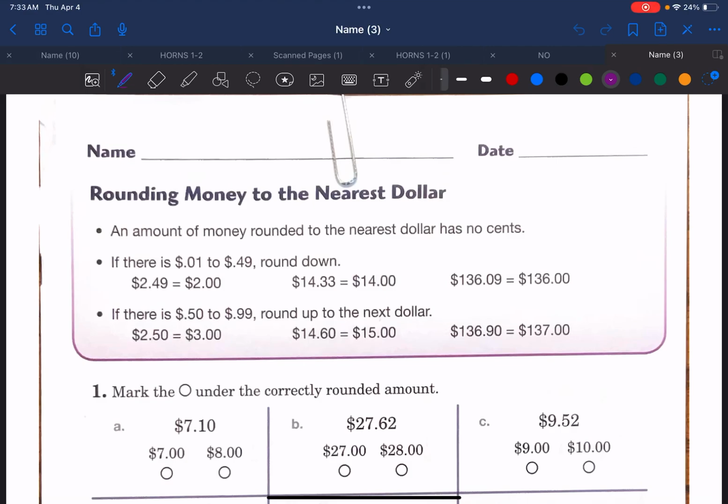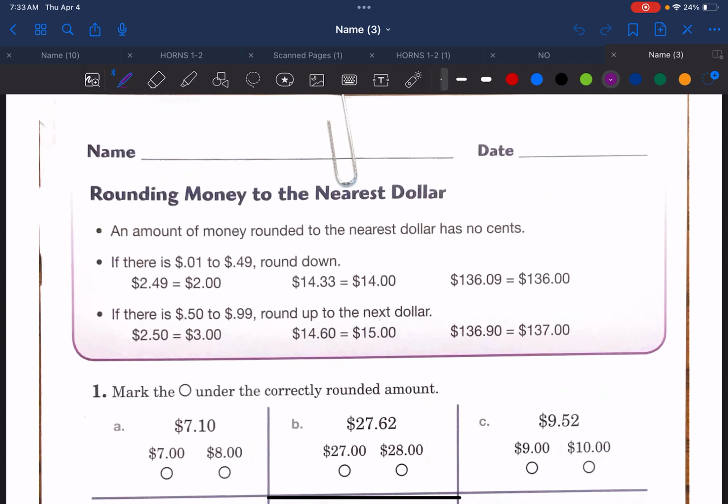Good morning, third grade. Today you have lesson 129, and it's rounding money to the nearest dollar. Rounding is a skill that can be really helpful for doing mental math, and rounding money is helpful for just checking to make sure that you are getting the right amount of change back, or that you're giving the right amount of change back without actually having to add or subtract completely.